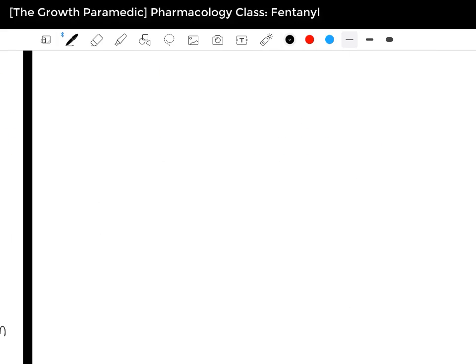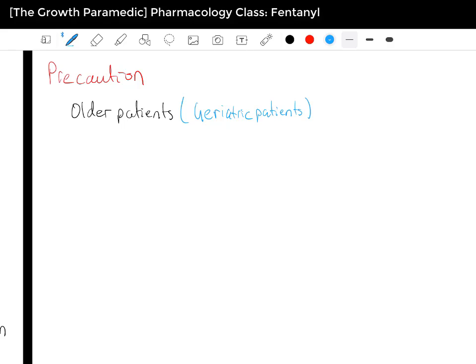And there's a few things I want you to be mindful of when you're administering fentanyl. The main three that I'll talk about today, first, are the geriatric patients, so older patients. For geriatrics, if you don't know what that means, it just simply means the older person. And why do we talk about geriatric patients in the precaution part?